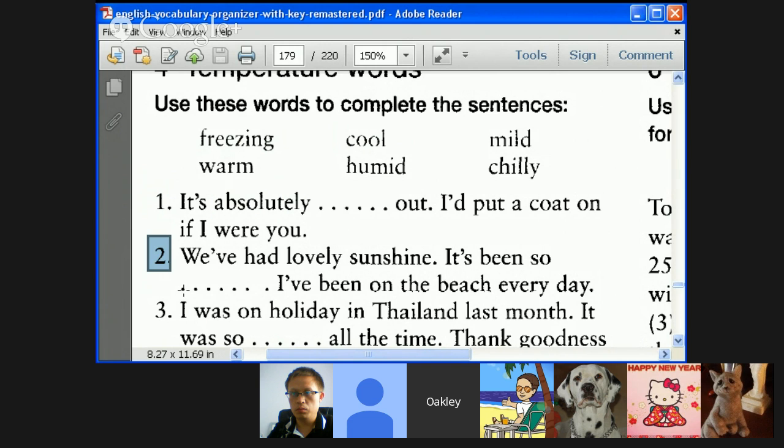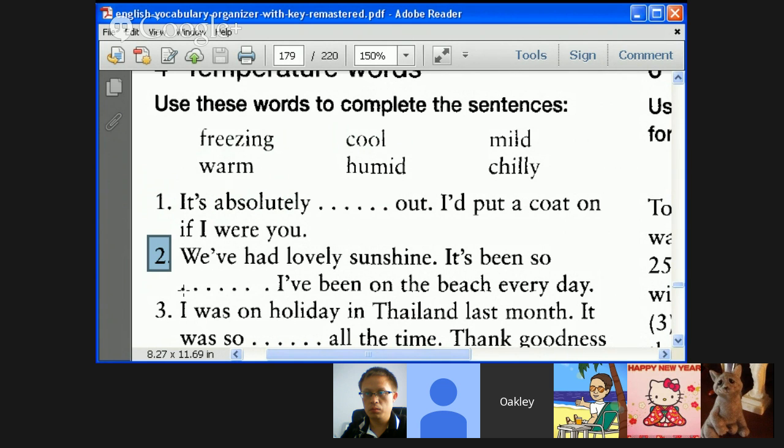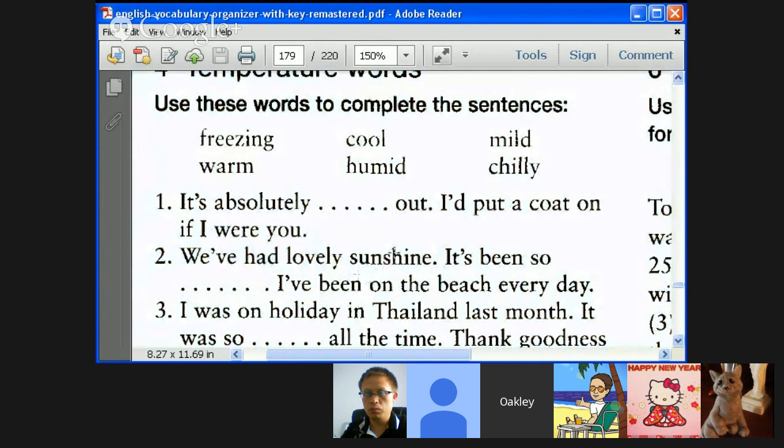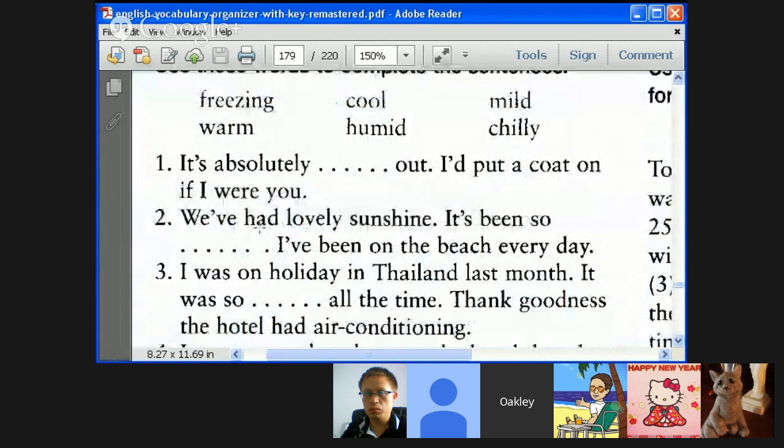We've had lovely sunshine. It's been so warm. I've been on the beach every day. Yeah, that works for me. We've had lovely sunshine. That is a slightly weird sentence for me, but I guess it's okay. I would more say we've had a lot of sunshine or a great deal of sunshine or it has been very sunny. But okay, I guess it's all right.